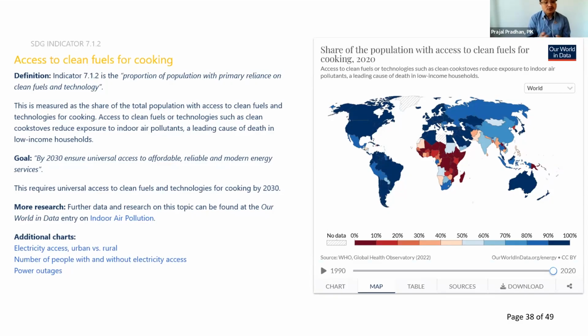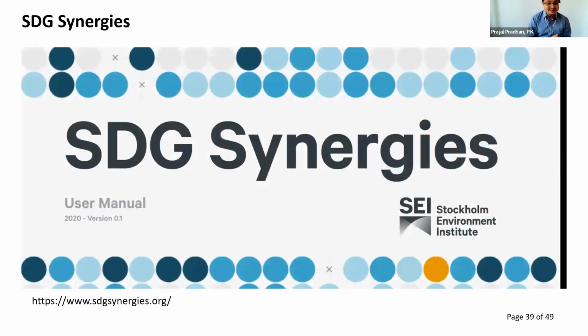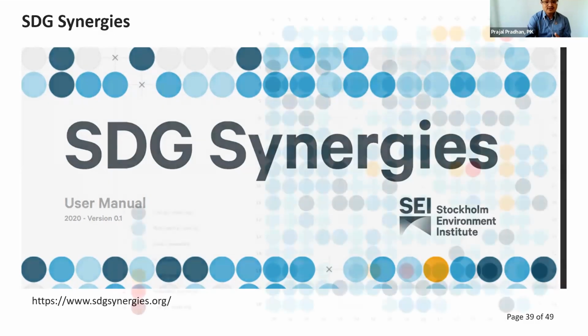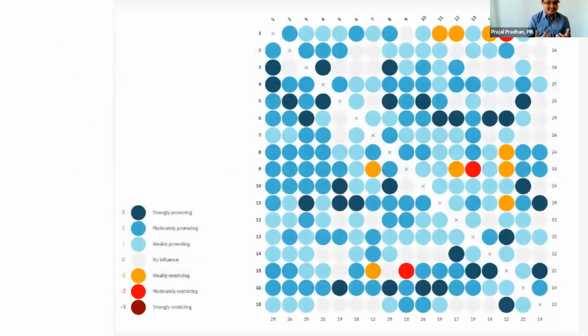which show how much progress is made, because one of the crucial things is to talk about SDG synergies and trade-offs. There is also a tool called the SDG Synergies tool, which is developed by the Stockholm Environment Institute, and this is mainly a tool that helps stakeholders or people to understand SDG synergies and trade-offs. They can use this tool to explore SDG synergies and trade-offs by themselves. And this is an example.